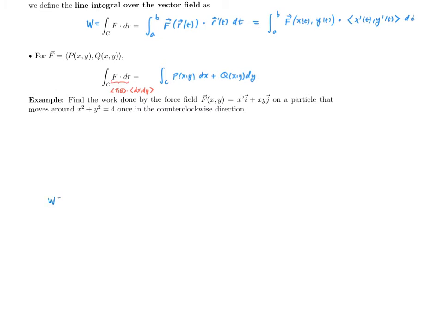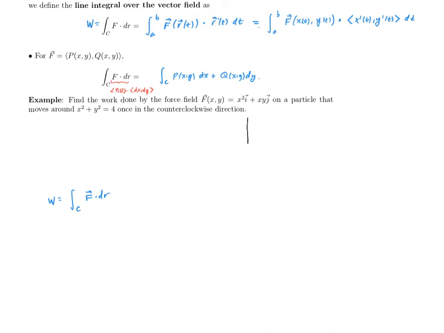The work is going to be the line integral over the vector field, which means we need a parametric description of the curve so that we can substitute in appropriately in our above formula. Our particle moves around a circle of radius 2, centered at the origin, exactly once in the counterclockwise direction.